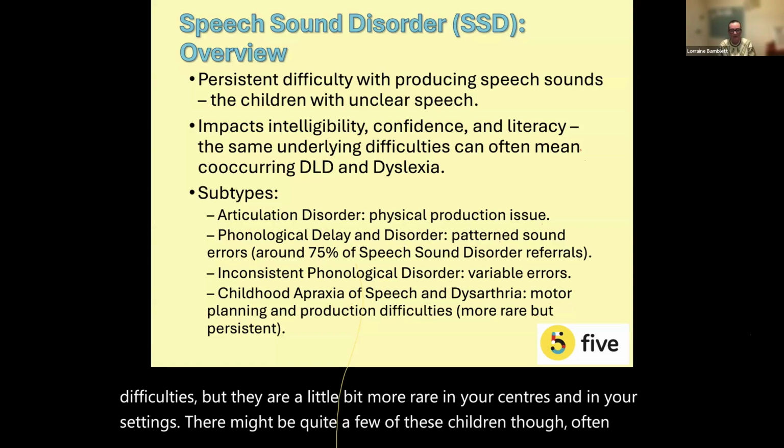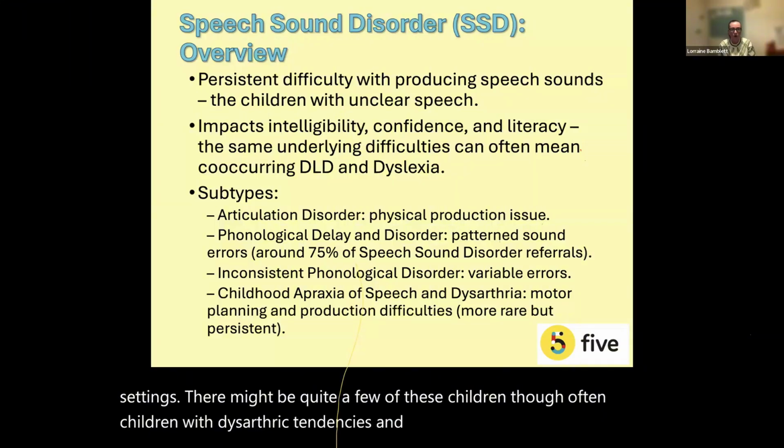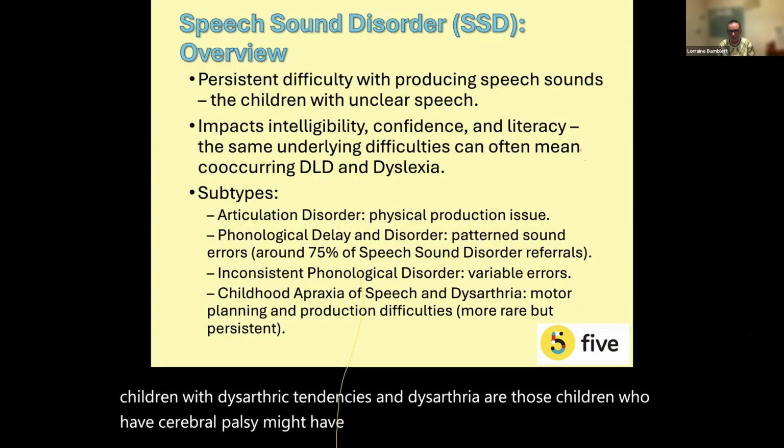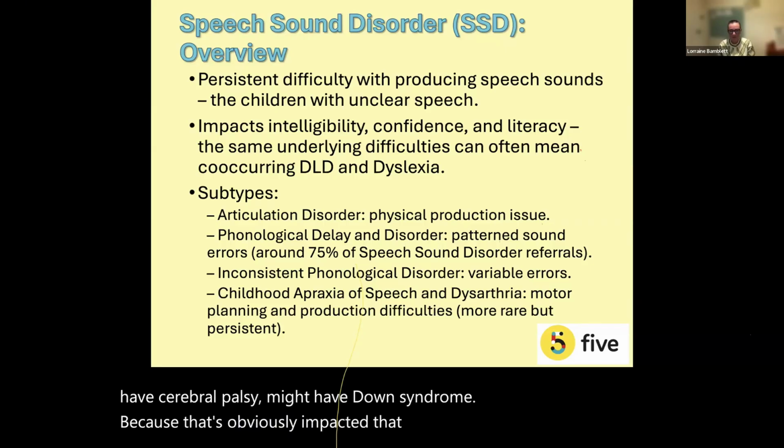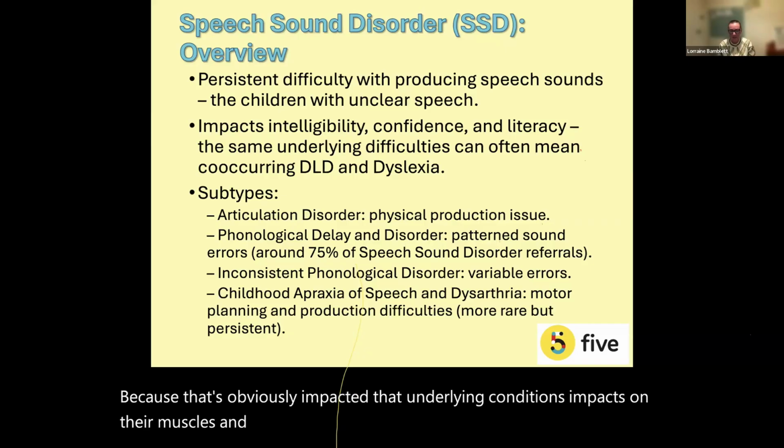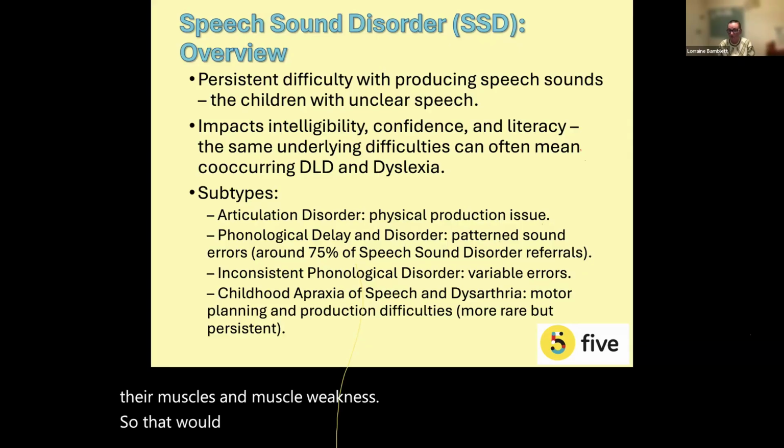Often children with dysarthric tendencies, and dysarthria, are those children who have cerebral palsy, might have Down syndrome, because their underlying conditions impact on their muscles and muscle weakness. So that would have an impact obviously on their speech. So that is dysarthria.